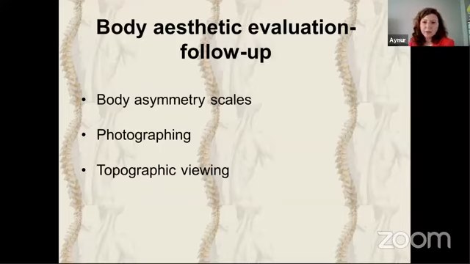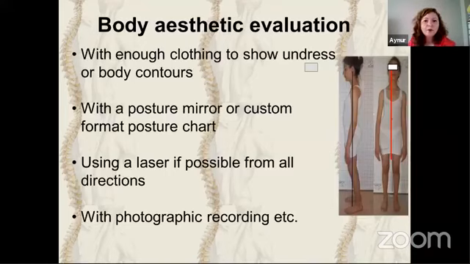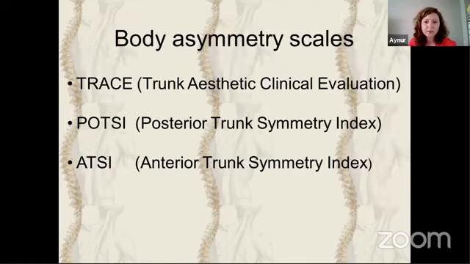Body aesthetic evaluation. How do we evaluate body aesthetic? With body asymmetry scales, photographing, and topographic viewing. With enough clothing to show undress or body contours, with a posture mirror or custom format posture chart, using a laser if possible from all directions, with photographing, recording, etc.